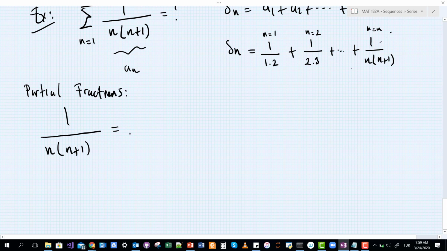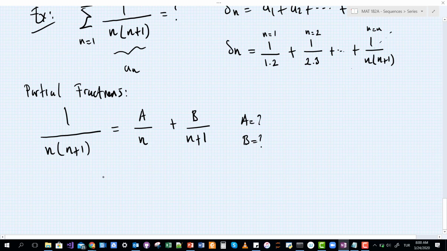I'm not sure if you learned this before at high school, but if you have such an expression, I can factor that expression in this way: A over n plus B over n plus 1. If I can write the left-hand side in the form of the right-hand side, I can find something different, and then I can take the limit of it. So the main problem here is what the A is and what the B is.